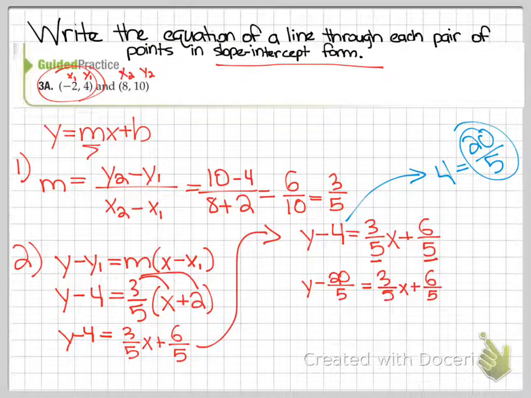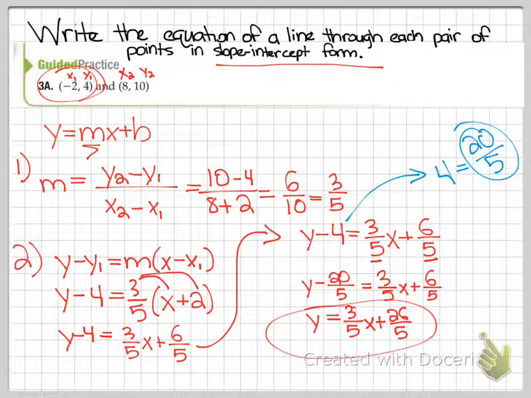And so now I can add that 20 over 5 to each side. So y equals 3/5 x plus 26 over 5. And this would be my equation in slope-intercept form. So it's a little more involved.